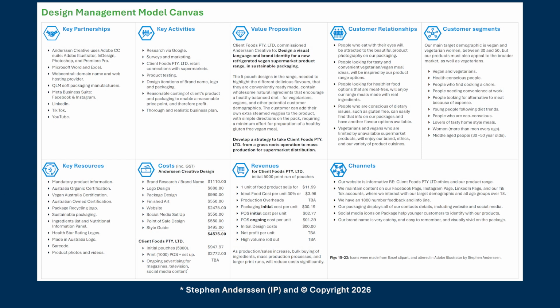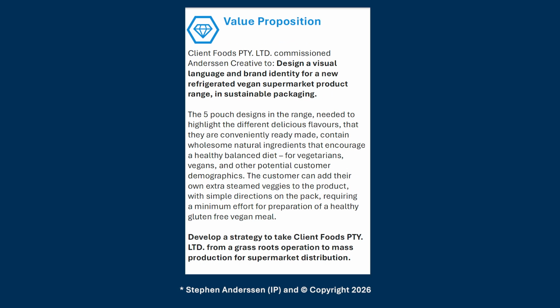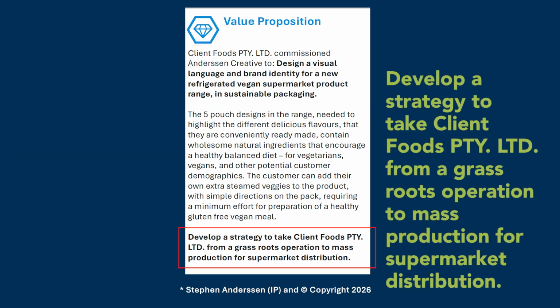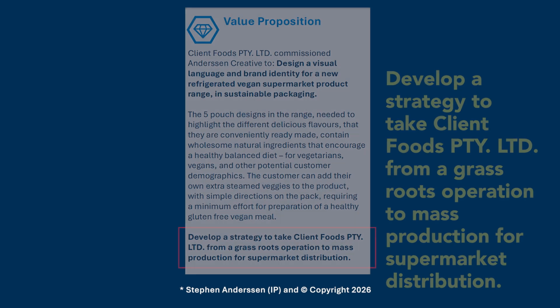Next, there's the design management model canvas, and we'll go right to the heart of the matter in the center, the value proposition. Design a visual language and a brand identity for a new refrigerated vegan supermarket product range in sustainable packaging. The new value proposition is for me to develop a strategy to take Client Foods Proprietary Limited from a grassroots operation to mass production for supermarket distribution.